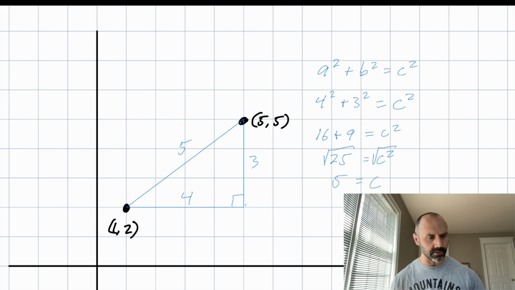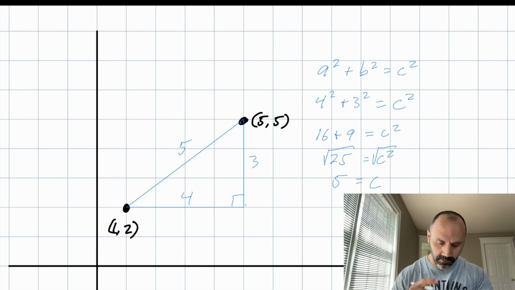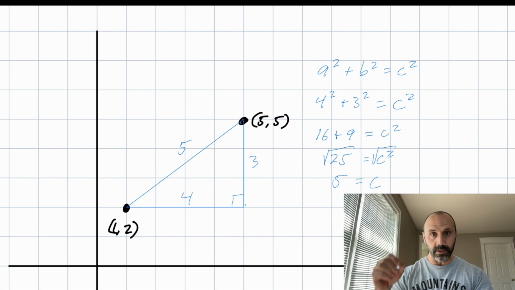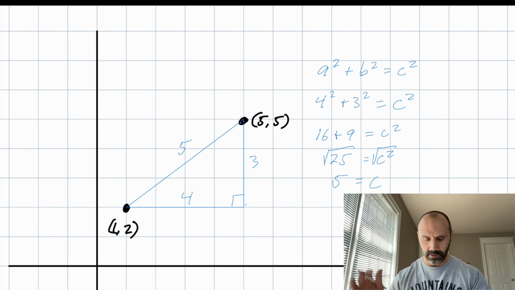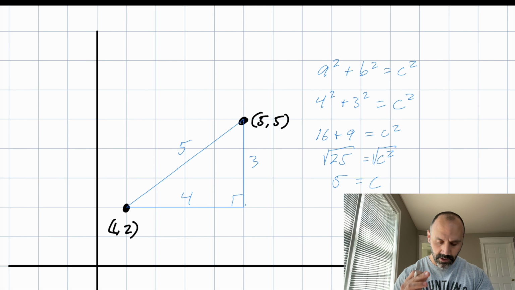All right, so what does this look like now? How do we generalize this into a formula for any 2 points, whatever they might be? Well, I came up with the 4 and the 3 simply by going over and then up and counting the boxes. You can't do that all the time. It's not going to be practical. Sometimes you've got decimals. It gets a little crazy. So how do I end up with the 4 and the 3?